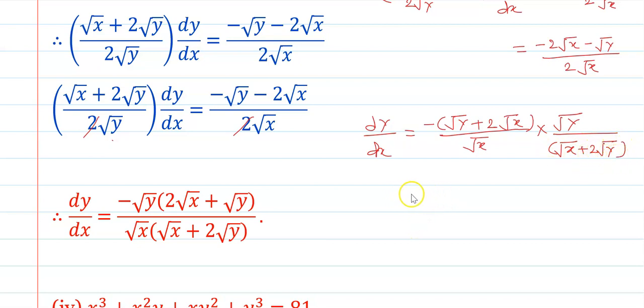Okay. And if we simplify that, you will get minus हा root y upon root x इथे खाली हे लिहिणार. And then in bracket 2 times root x plus root y, and to the denominator root x plus 2 times root y, and this is your dy by dx.